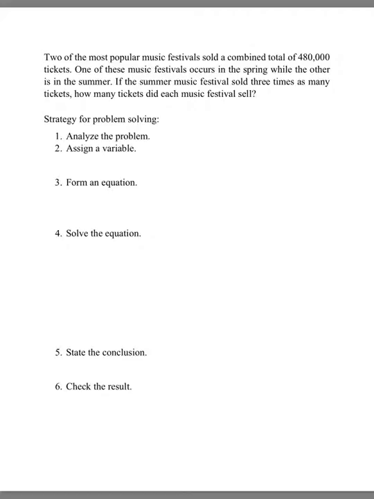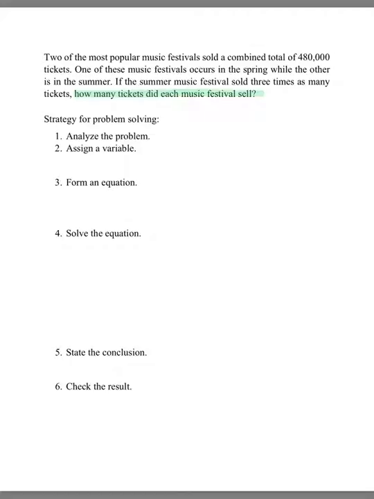Let us begin our strategy for problem solving by analyzing the problem. Keep in mind that the first thing we want to do when analyzing the problem is we always want to identify the question that's being asked. In this case, the question is, how many tickets did each music festival sell? So now that we know what it is we're asked to find, we know what our unknown variables are going to represent. So let us go ahead and jump to step 2 and assign the variables.